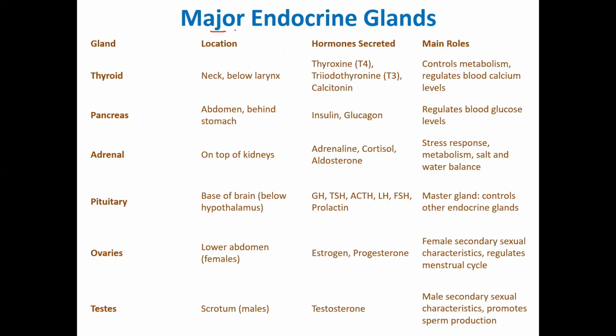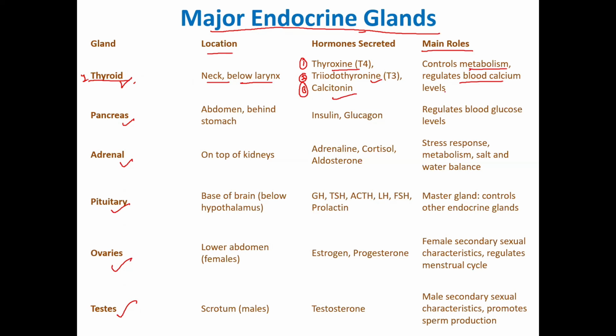Let's study the major endocrine glands in a listed format. Let's memorize each and every endocrine gland in our body: thyroid, pancreas, adrenal, pituitary, ovary, and testes. The thyroid is located in the neck below the larynx. It makes thyroxine, triiodothyronine, and calcitonin. You have to memorize all of these hormones. Their main role is to control metabolism and regulate blood calcium level.